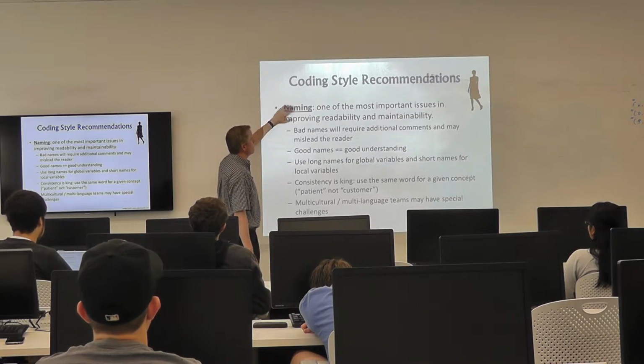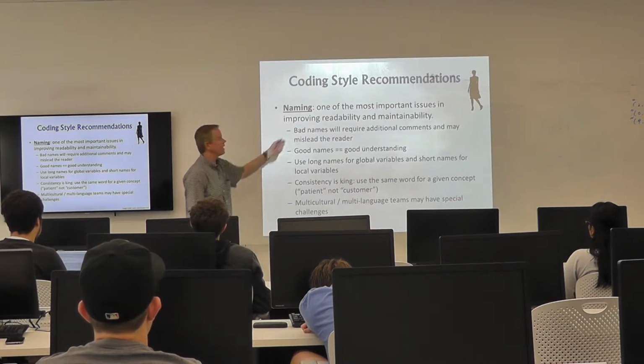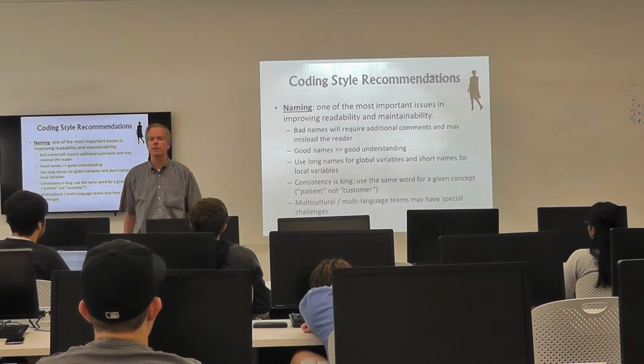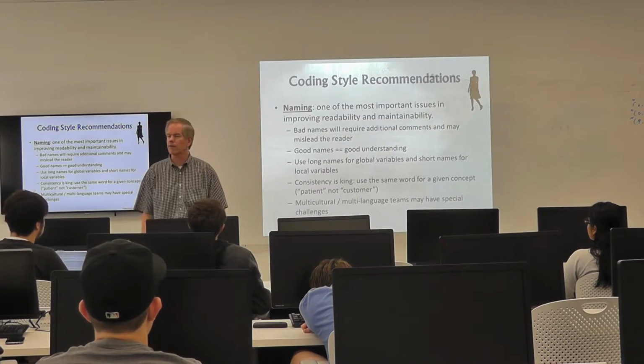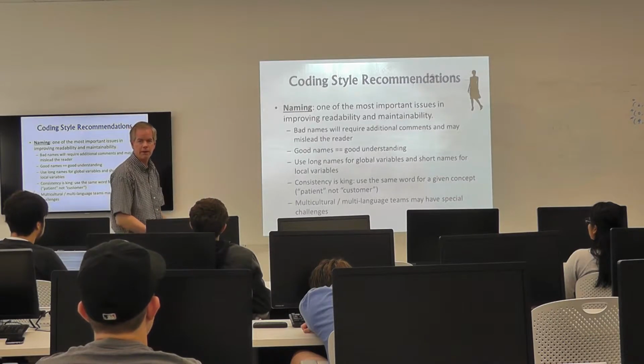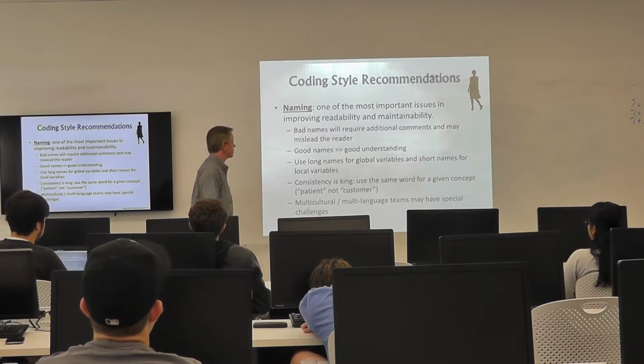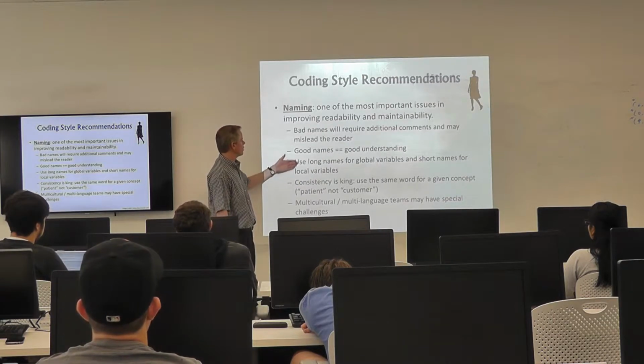Coding style recommendations. Okay, cool. All right, naming. We've already talked about naming, if you like your variables and stuff like that. Okay, it's critical to improving your readability. Bad names. You use bad variable names, you're going to have to make up for it by adding more comments. Sorry, I came up with bad names. So here's about 6 comments to explain what's going on. Good names means that people will understand what's going on.